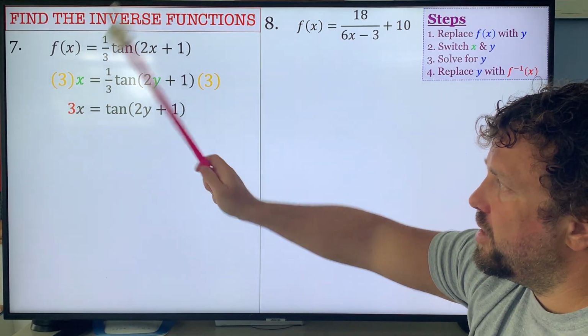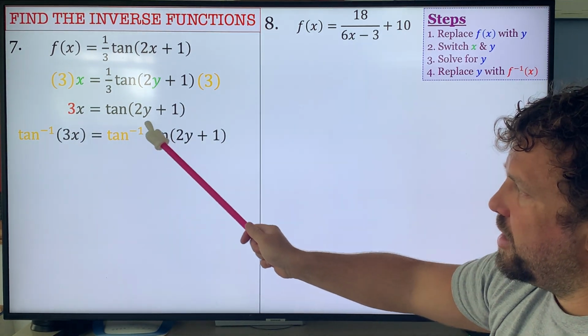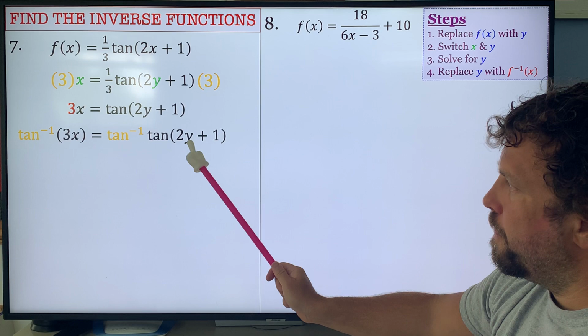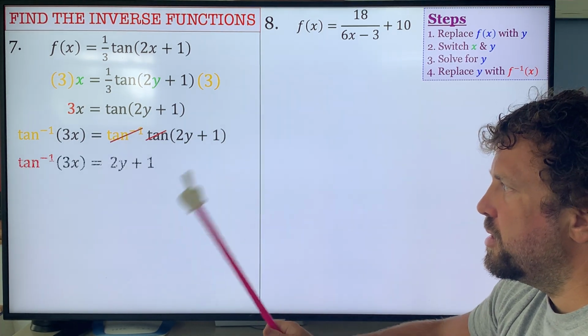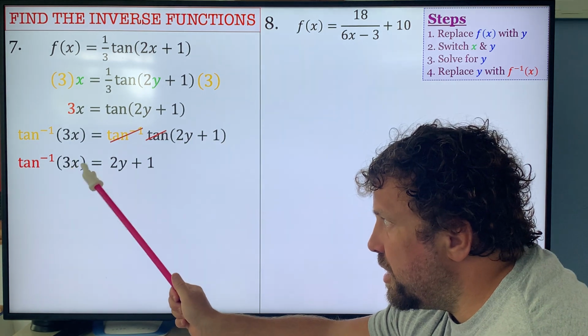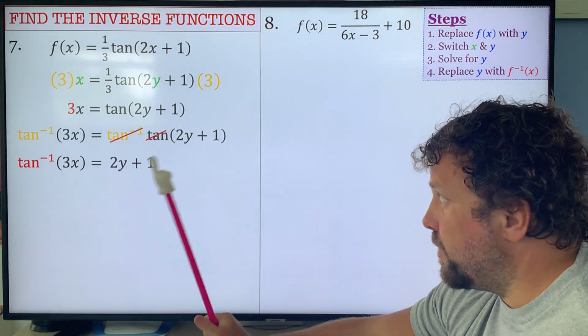So you have tan negative 1, the inverse of tangent, of 3x equals tan negative 1 tan of 2y plus 1. These actually cancel out. So you're left with 2y plus 1. So the inverse tangent of 3x equals 2y plus 1. Now you just solve for y easily.